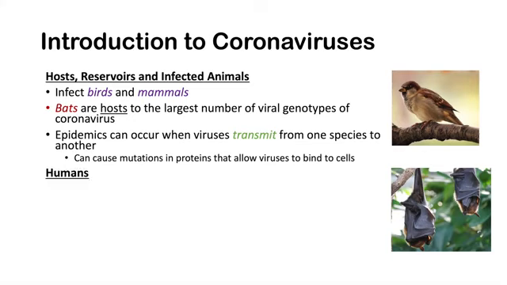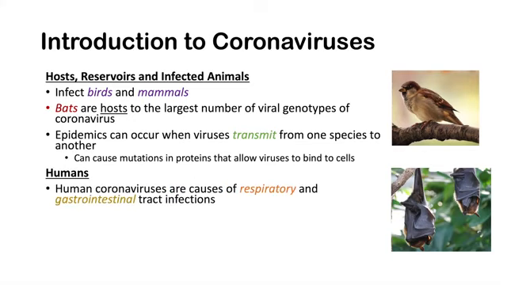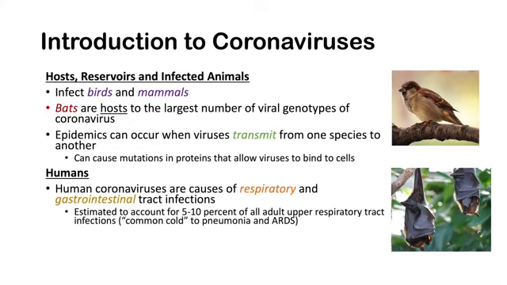So with regards to humans, human coronaviruses are causes of both respiratory and gastrointestinal tract infections. And these human coronaviruses are relatively common causes of illness in humans. It's estimated that coronaviruses account for approximately 5 to 10% of all adult upper respiratory tract infections. So they can cause a lot of respiratory tract infections, anywhere from a common cold to pneumonia and acute respiratory distress syndrome, or ARDS. So there's a wide variety of signs and symptoms from coronaviruses.